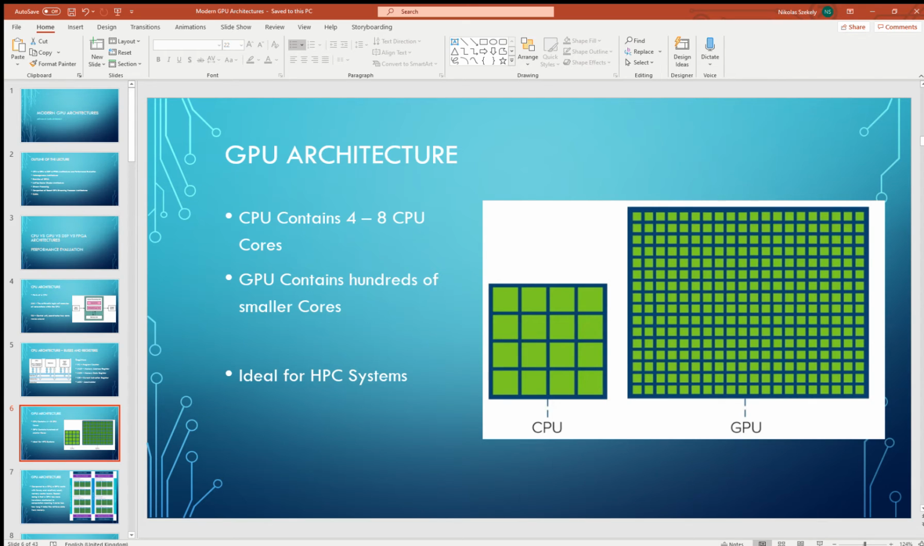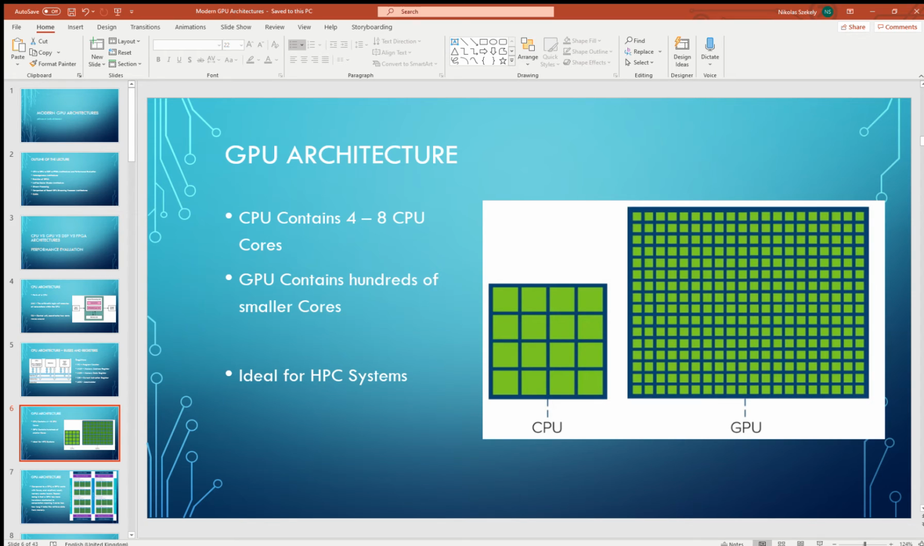A CPU consists of 4 to 8 cores, while the GPU consists of hundreds of smaller cores. Together they operate to crunch through the data in the application. This massively parallel architecture is what gives the GPU its high compute performance. There are a number of GPU accelerated applications that provide an easy way to access high-performance computing.